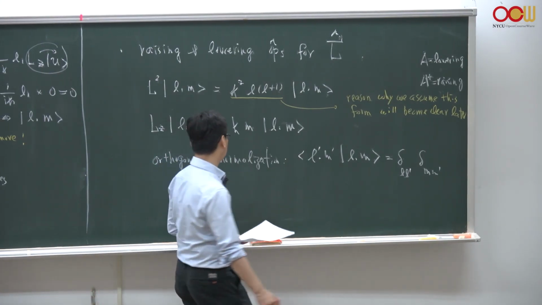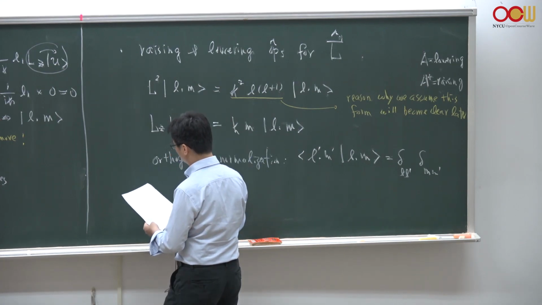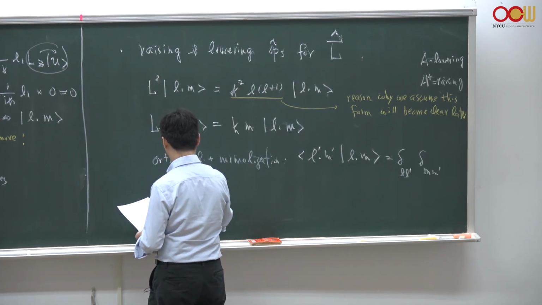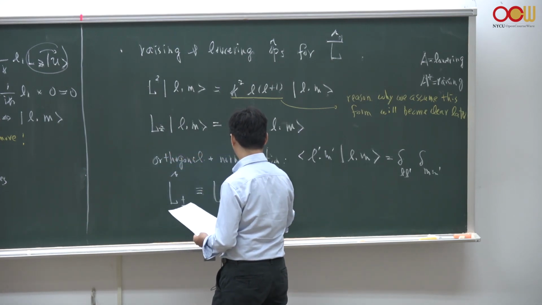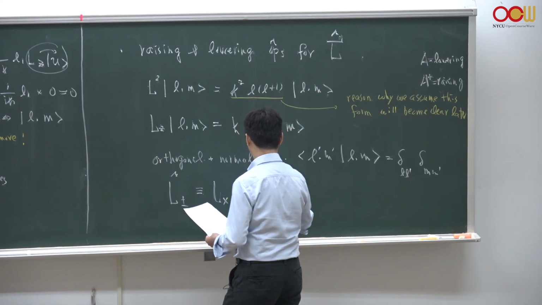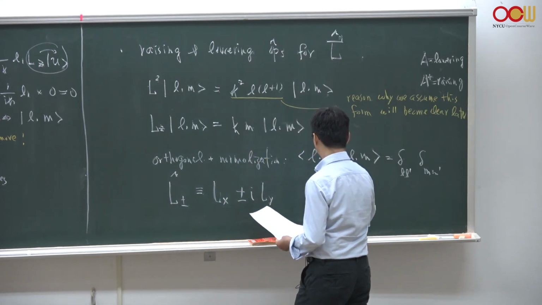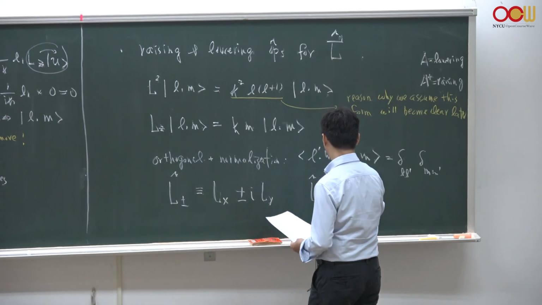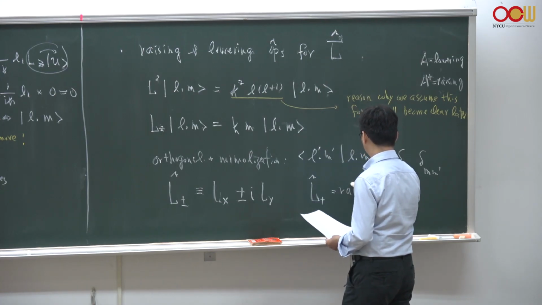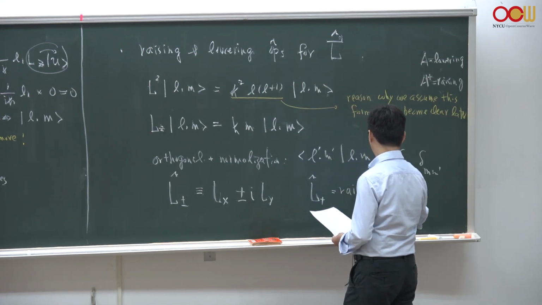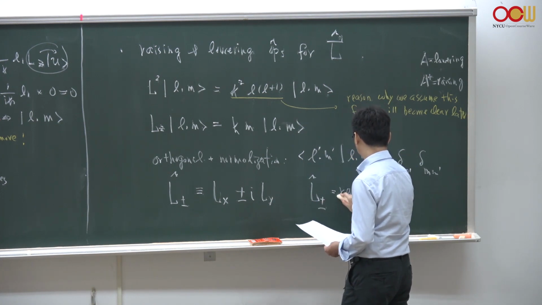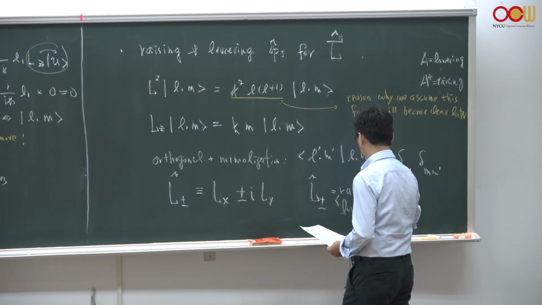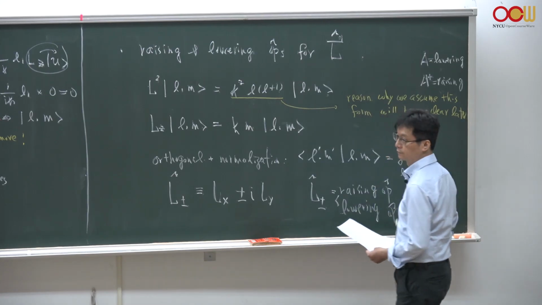Okay, great. So let's define the angular momentum raising and lowering operators L plus minus, which is Lx plus or minus i Ly. The plus refers to the raising operator, and the minus refers to the lowering operator.